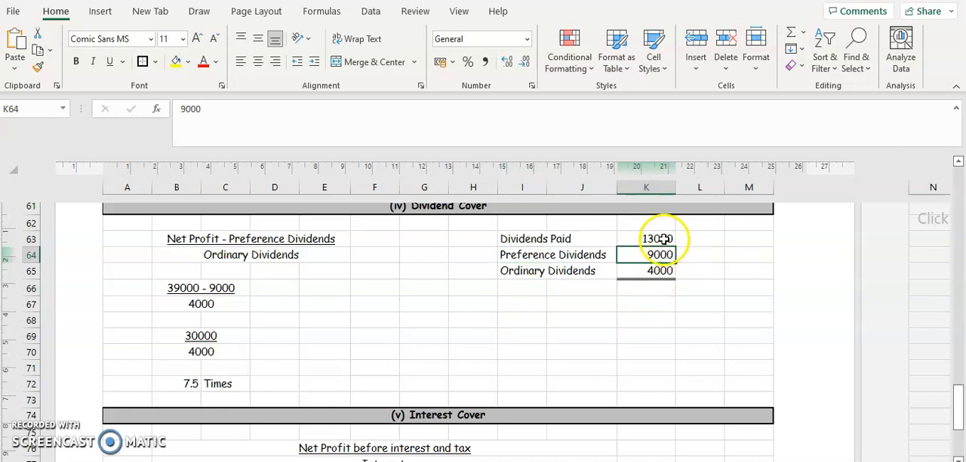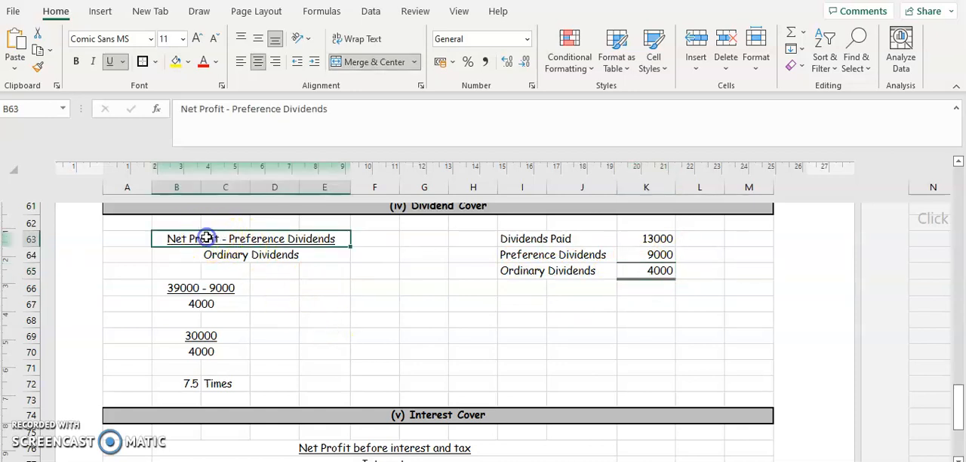So the difference between 9,000 and 13,000 is 4,000. That's your ordinary dividends. And then we use these figures and just fill in the formula. Your net profit 39,000 minus your preference dividends of 9,000 divided by ordinary dividends of 4,000. So 30,000 divided by 4,000 gives you 7.5 times. And that's how to calculate your dividend cover.